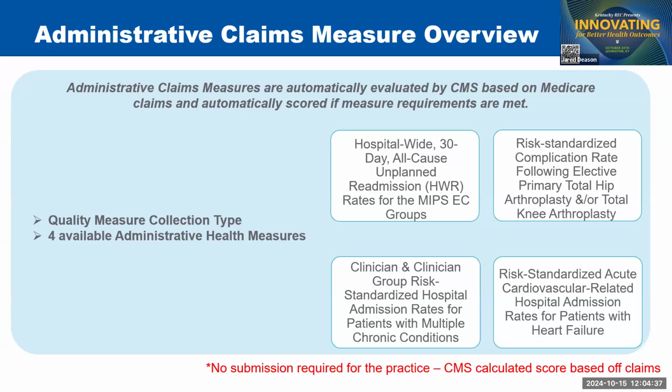For those participating in traditional MIPS, CMS evaluates and scores you on all administrative claims measures where you meet the criteria. If you're unfamiliar with these measures, it's likely that you just haven't triggered them before. CMS does automatically calculate these measures from the claims data you submit during the performance period. There's no additional data submission required on your end. And later we'll talk about how they impact MIPS value pathway performance as well. All four of these measures are risk adjusted and take in the complexity of each patient that falls into your numerator for these measures.